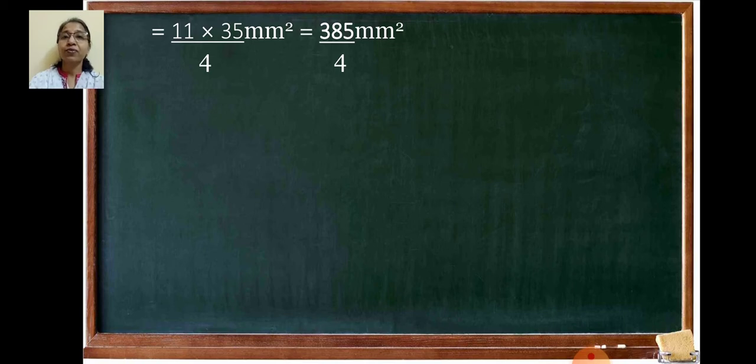So in this way we have calculated both the values, the length of the silver wire required to make that brooch and the area of each sector. Understood?